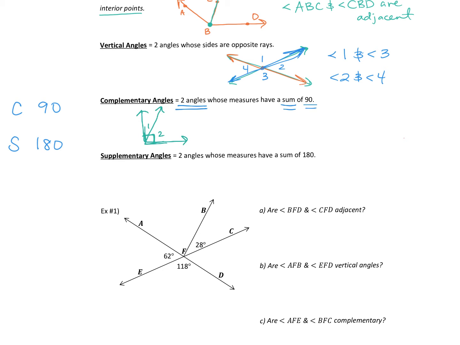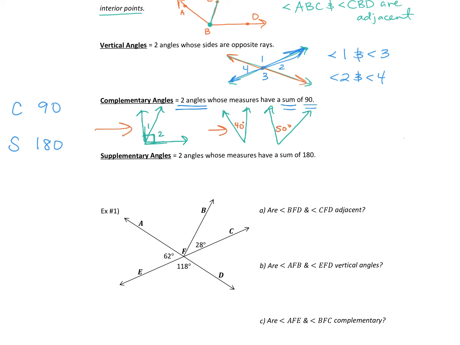But now 1 and 2 are also adjacent, right? They're touching each other. They share a ray, they share a vertex. They don't have to be adjacent to be complementary. So I could say that this angle here, which is 40 degrees, we're just guesstimating, and this angle here, which is 50 degrees, right? Those two angles are still complementary because I can take those two angles, add them together, and they're 90. Okay, so they can either be adjacent or not adjacent, but they're still complementary.